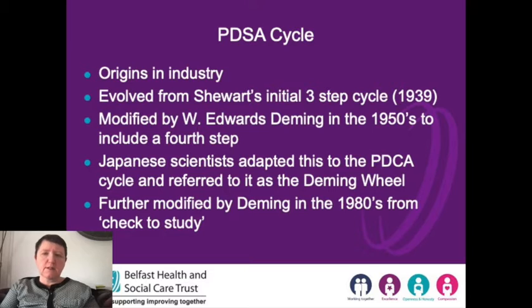PDSA has its origins in industry. It has evolved from Stewart's initial three-step cycle, and it was modified by Deming in the 1950s to include a fourth step. Japanese scientists refer to it as Deming's wheel.